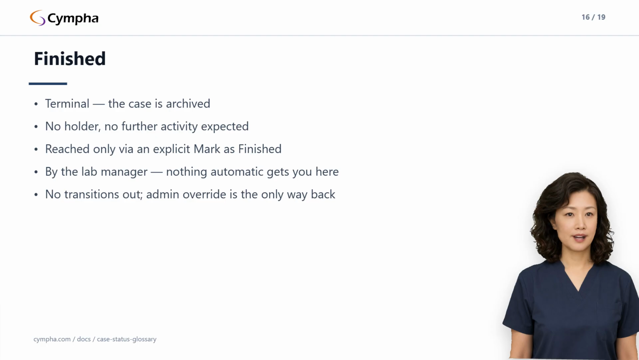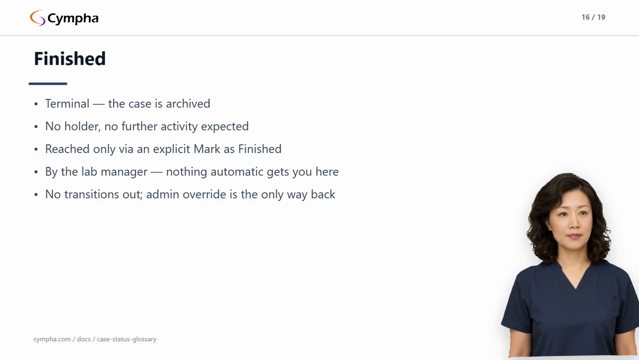Once there, finished is terminal in the strict sense. There are no transitions out of it, and an administrator override is the only way back. Duration is permanent. That strictness is what makes the rest of the ladder trustworthy. When you filter your queue to exclude finished cases, you know nothing is quietly crawling back out of the archive behind you.